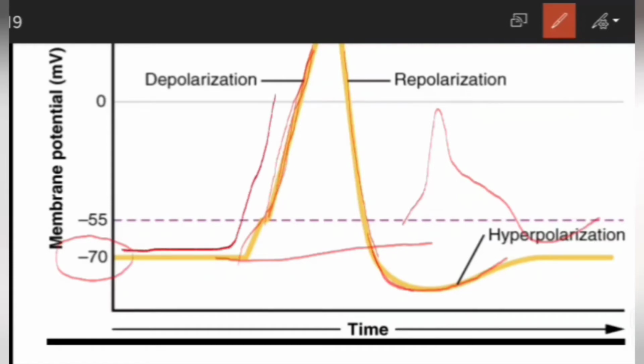I am over marking on it. Okay. It is somewhat like this. Okay. So we are done with this graph.